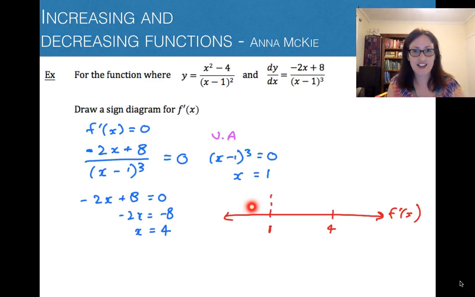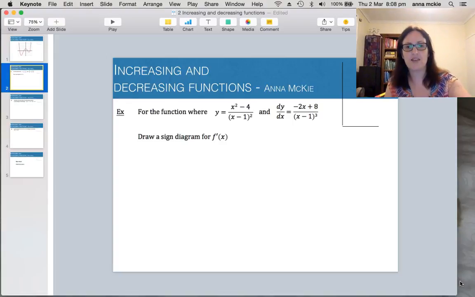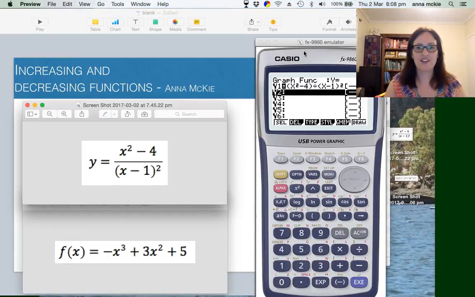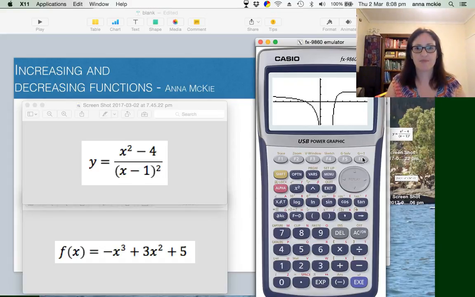So get your graphics calculators out and let's have a look at what the original function looked like, where it's uphill and where it's downhill. I'll just go across to my emulator. Here's one I've prepared earlier. Here was our y equals function, and I've typed that in already. So let's graph that. Here's what I prepared earlier. So our critical values were 1 and 4.